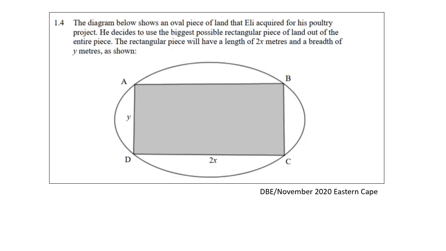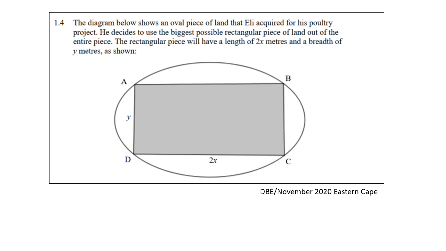In this next question, we are going to see how to solve real-life problems. The diagram below shows an oval piece of land that Eli acquired for his poultry project. He decides to use the biggest possible rectangular piece of land out of the entire piece. The rectangular piece will have a length of 2x meters and a breadth of y meters as shown. And here you can see the oval, and inside is the shaded rectangle ABCD. The length of the rectangle is 2x and the breadth of the rectangle is y.